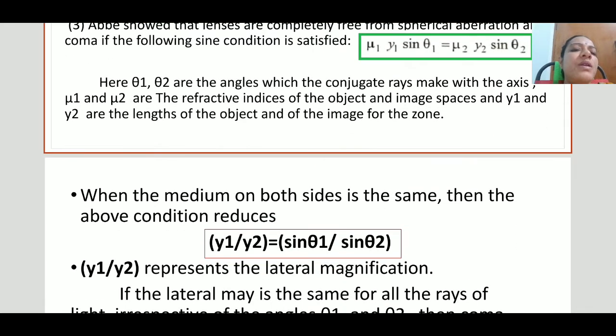Let us write what these mu1, mu2, y1, y2 and theta 1 are. Here theta 1, theta 2 are the angles which the conjugate rays make with the axis. We will now prove this formula. mu1 and mu2 are the refractive indices of the object and image spaces, and y1 and y2 are the lengths of the object and the image for the zone.